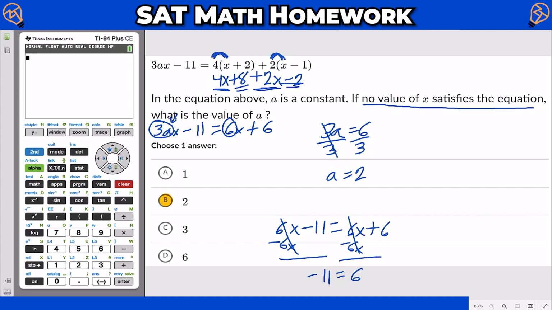And if the statement is true, in other words, if you got something like 6 equals 6 or negative 11 equals negative 11, it'd be all real numbers. In other words, any value for x would satisfy the equation. If, however, you get a false statement like this, negative 11 equals 6, which it doesn't, then we know it's no solution.